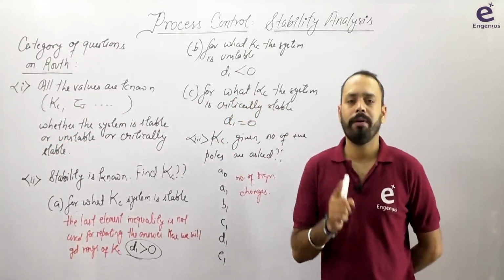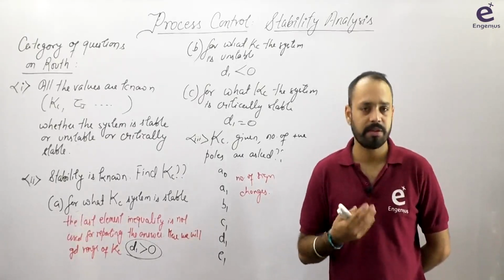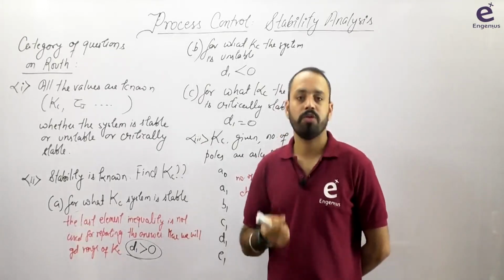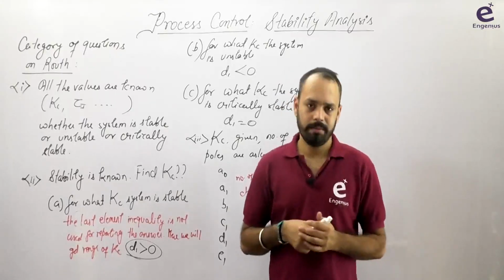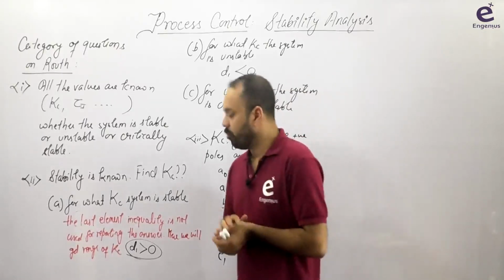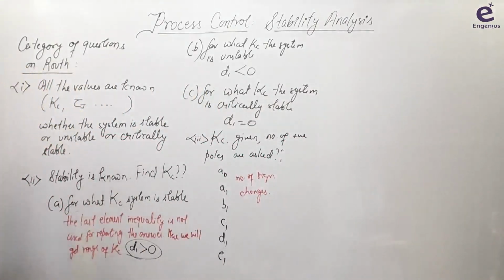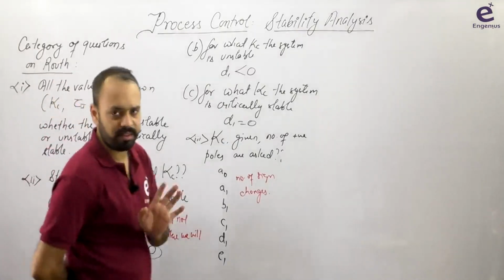If they are asking about the stability condition, for what value of Kc the system will be stable, then you should get a range, of course, not one value. Range मिलनी चाहिए, एक ही वैल्यू नहीं मिलेगी. Okay, so these are the categories of question on Routh array. Of course, we will practice questions. I have told you everything, and you can practice now if you want. I will practice stability questions together, we won't practice Routh alone.